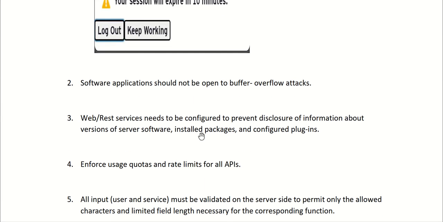Web or REST services need to be configured to prevent disclosure of information about versions of server software, installed packages and configured plugins. So usually I have seen this whenever you receive some API response, okay, in your Postman or any third-party tool, the server will end up sending some framework related information like the Spring version in Java or the ASP.NET framework version or ASP.NET Core version or JavaScript related versions in the response.